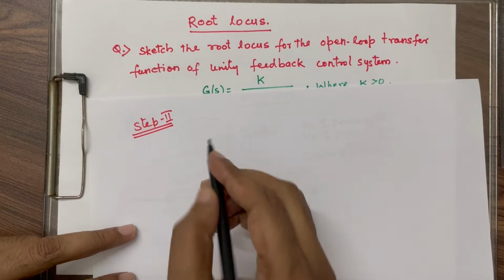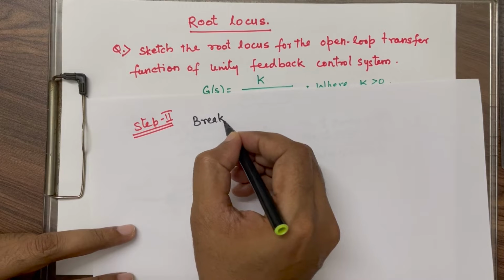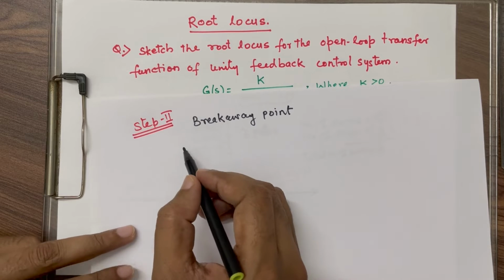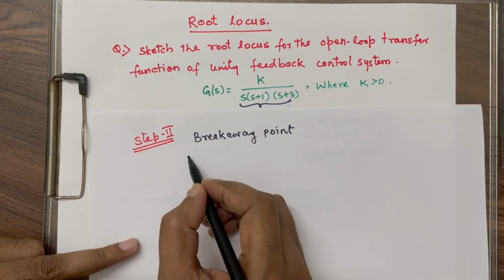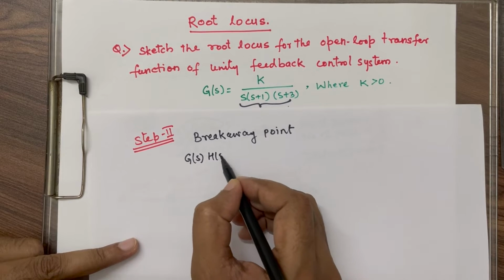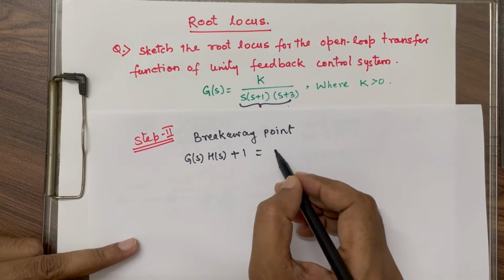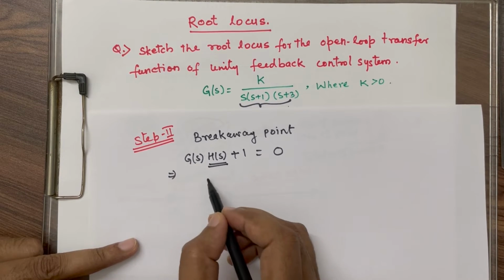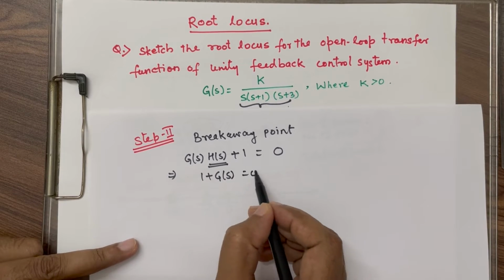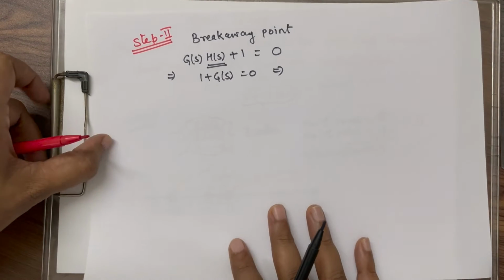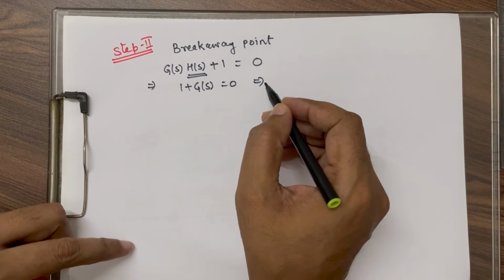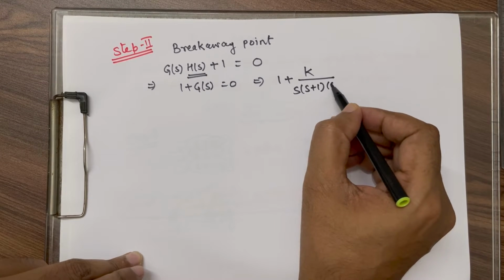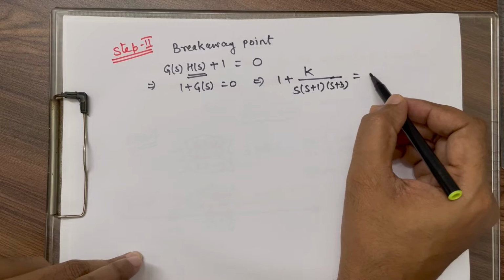So to find that breakaway point, we are going to write the characteristic equation. Since this is a unity feedback control system, the characteristic equation is given by G(s)H(s) plus 1 equal to 0. H(s) is 1, so we can just write 1 plus G(s) equal to 0. And now we will do the calculation. Here it is 1 plus k by s into (s plus 1)(s plus 3) equal to 0.